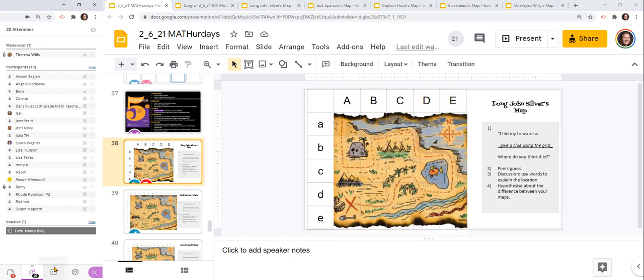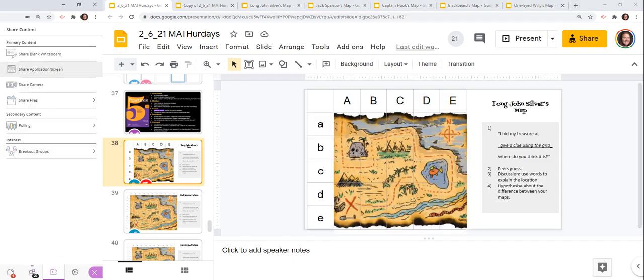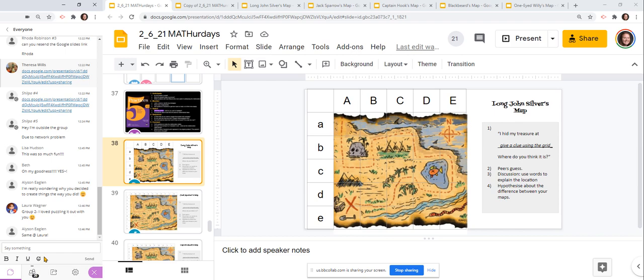I only have A to E. So when someone described the map using J and K, I said, what? But I don't have it. What's going on? Yeah, it's when you don't have the numbers that really messes up the way that we're doing it.